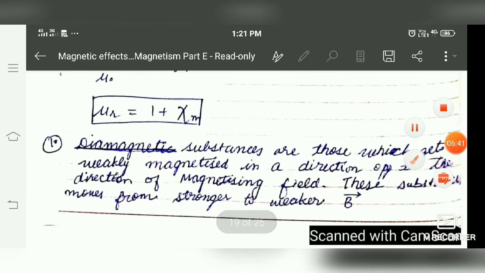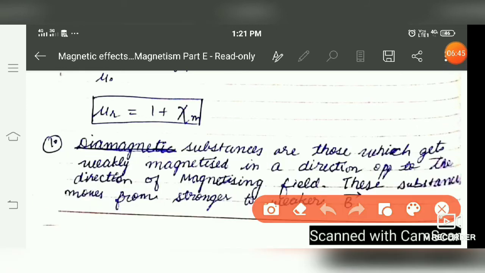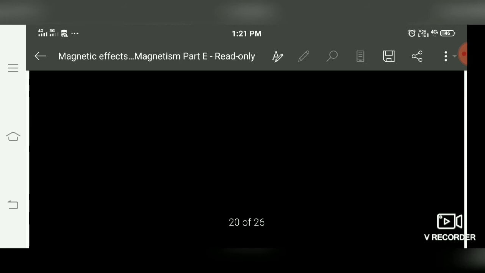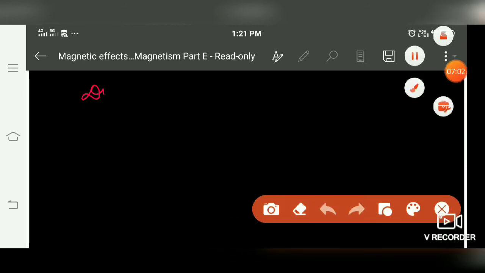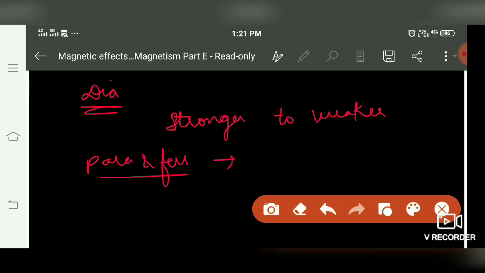So diamagnetic material first of all. These substances get weakly magnetized in the direction opposite to the direction of the magnetizing field. As diamagnetic materials are repelled by the magnetic field, they will move from stronger to weaker field. Para and ferro, as they are attracted by the magnetic field, will move from weaker to stronger.